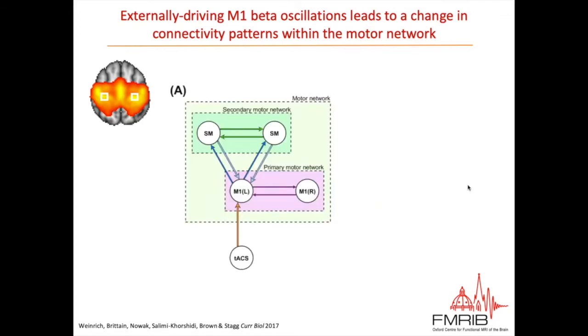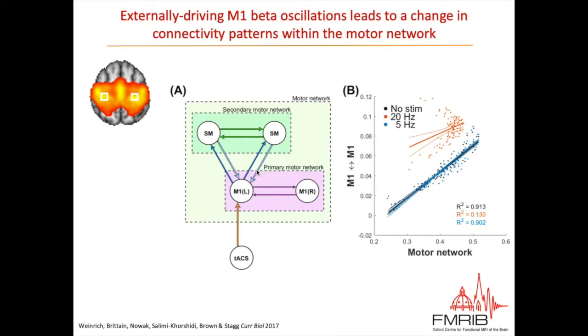So we built this little toy model to see if it could support what we'd found. If this idea that what we were doing with the tACS was taking away these connections, so separating out really how motor cortex was communicating with the other motor cortex, taking this primary motor network and sort of separating it from the secondary motor network.